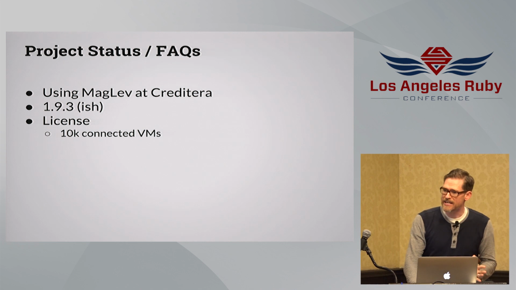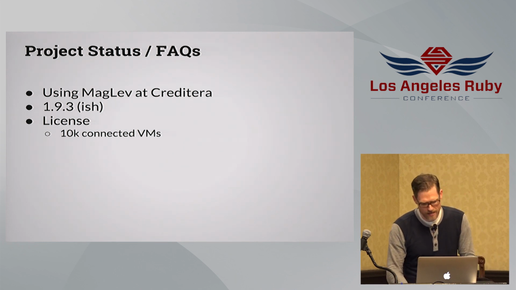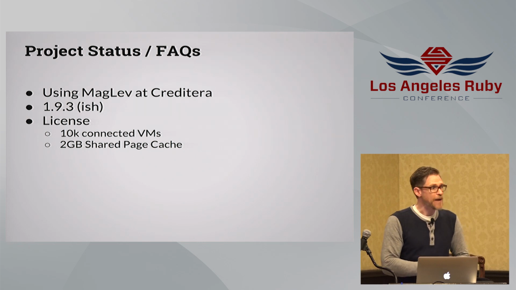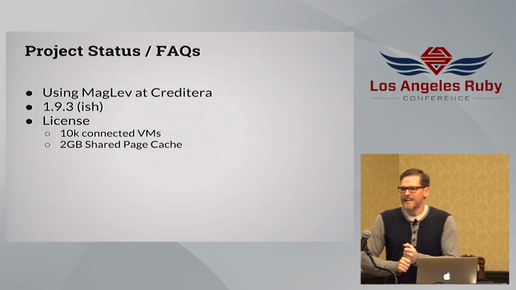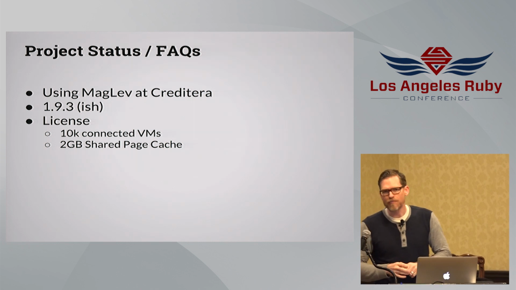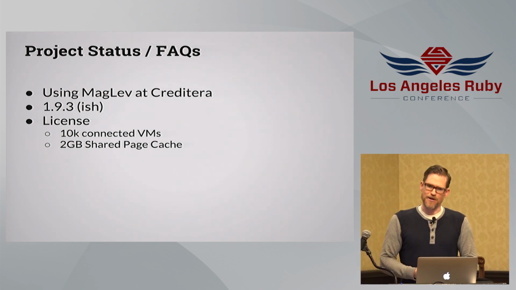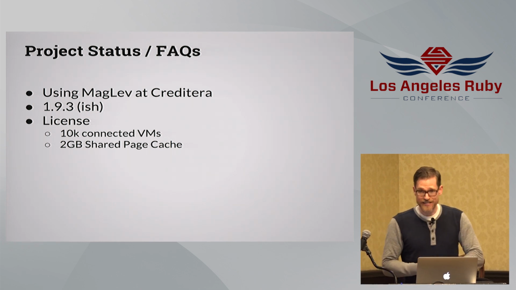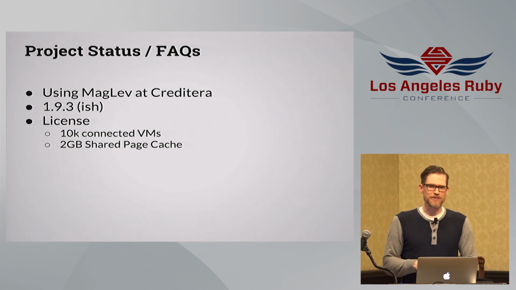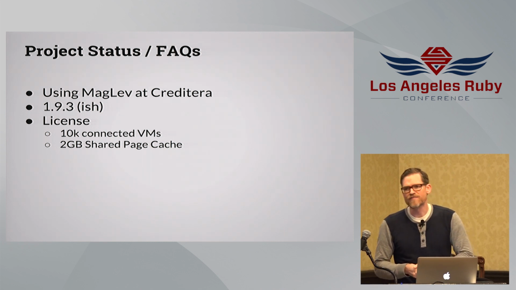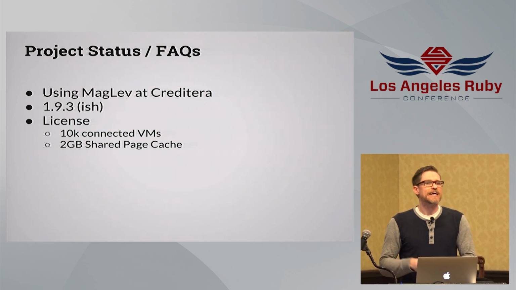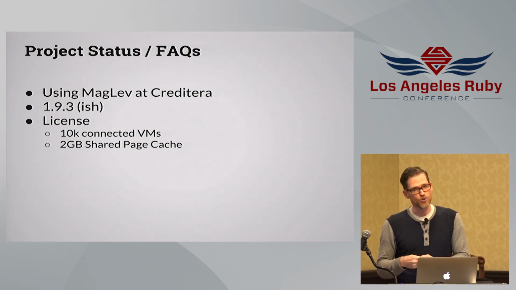The big limitation that scares many people away is you have a 2 gig shared page cache. So you're capped at 2 gig. This ends up not being as big of a deal as it sounds. I know without understanding the whole architecture, it can sound like a serious limitation. One way of thinking of it is think of your memcached instance that you're running on your servers. It's like limiting that memcached instance to 2 gig.